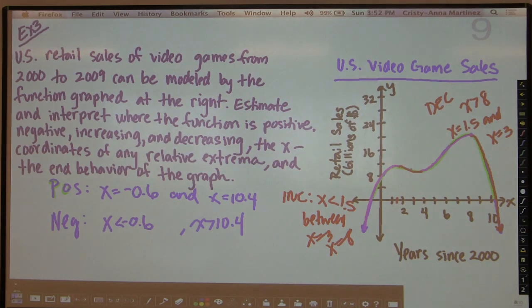But what does that mean? This means that sales increased from about the year 2000 to 2002, and then decreased from 2002 to 2003, and then increased from 2003 to 2008, and then have been decreasing since 2008. And again, those numbers are based on the years since 2000.